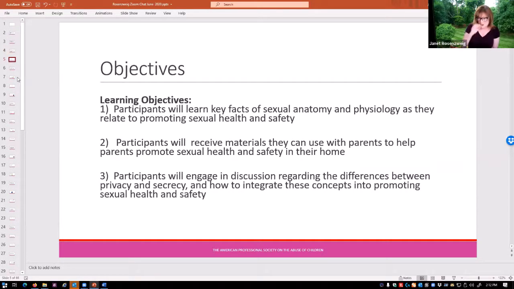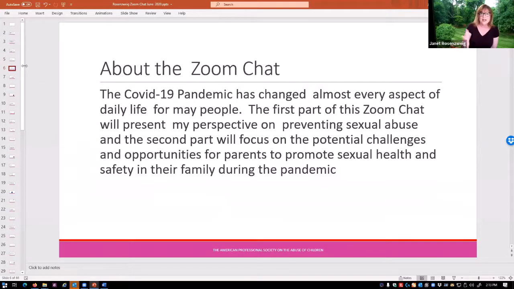Today, we will learn some key facts about anatomy and physiology as they relate to promoting sexual health and safety. Hopefully, you're going to leave with some good materials and resources that you can bring to the families and communities that you serve. And maybe we'll get into some discussions about the difference between privacy and secrecy and how to integrate these concepts into our work.